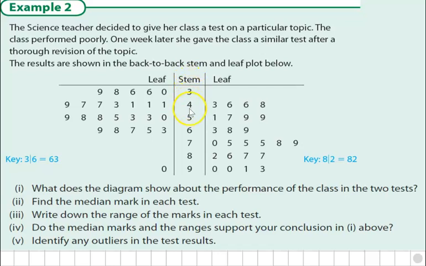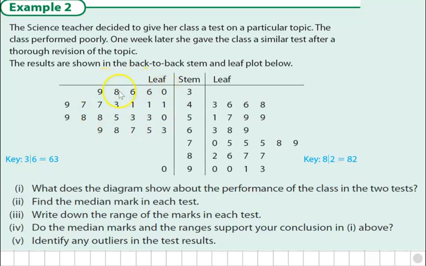So the stem goes from 3 up to 9. And on the left-hand side, we have the original results. And on the right-hand side, we have the results of the retest. So that 0 there represents 30%. That 1 represents 41%. That 7 represents 67%, and so on.